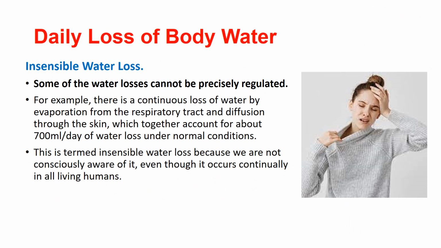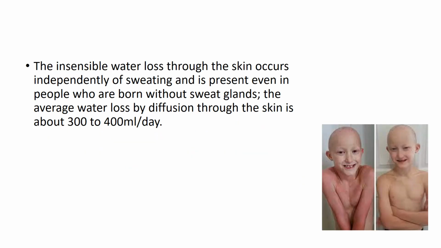Daily loss of body water. Insensible water loss. Some of the water losses cannot be precisely regulated. For example, there is a continuous loss of water by evaporation from the respiratory tract and diffusion through the skin, which together account for about 700 milliliters per day of water loss under normal conditions. This is termed insensible water loss because we are not consciously aware of it, even though it occurs continually in all living humans. The insensible water loss through the skin occurs independently of sweating and is present even in people who are born without sweat glands. The average water loss by diffusion through the skin is about 300 to 400 ml/day.